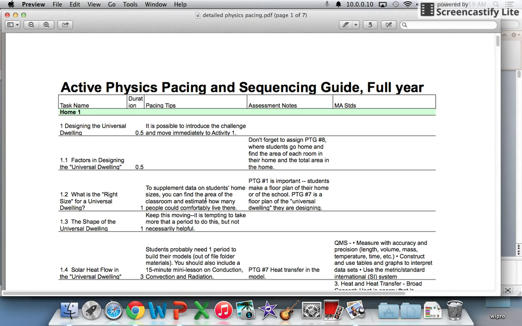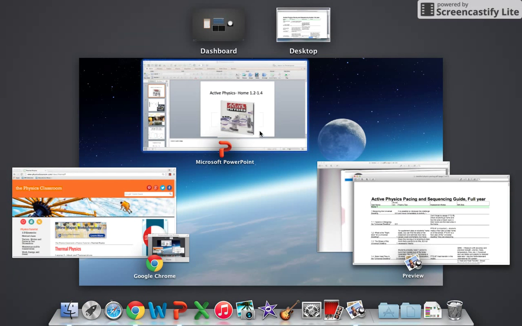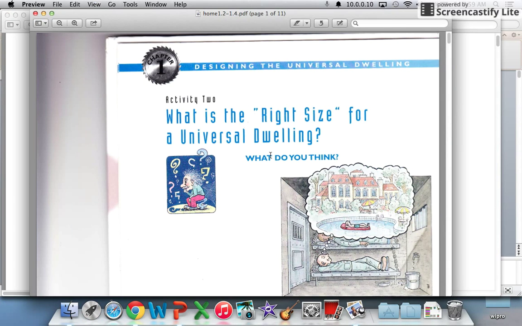And I'll talk about the necessity for that. And then what to focus on here for the assessments: physics goal number 1 and number 7. So let's dive in there and talk about that based on the pacing guide.